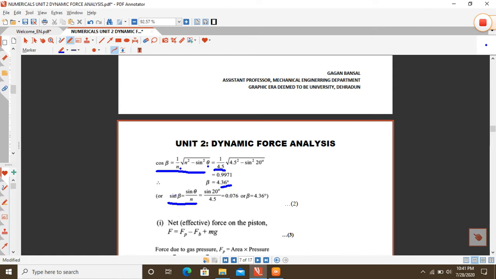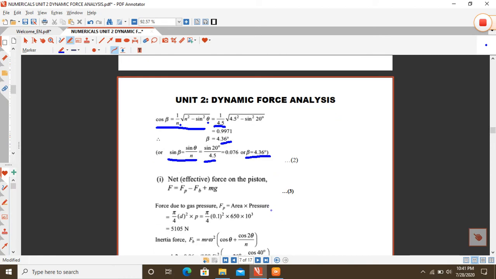Another easy way is, as we have been doing continuously, that sin beta is equal to sin theta upon n. Theta is given, n is given, so we can calculate directly. Beta comes out to be the same, that is 4.36 degree. Let it be equation second.